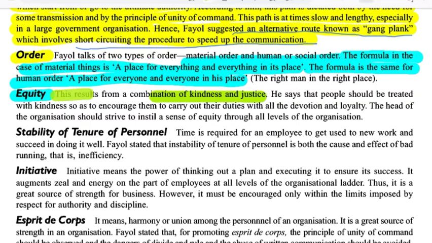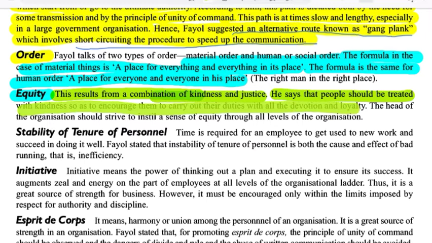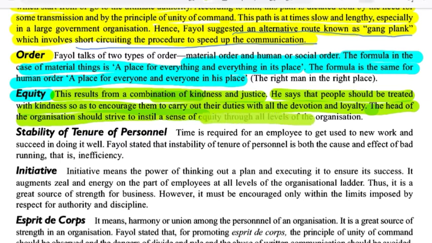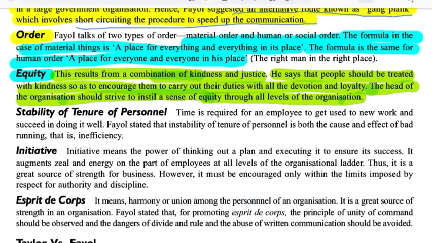Next is equity, the result from the combination of kindness and justice. He says that people should be treated with kindness so as to encourage them to carry out their duties with all devotion and loyalty. The head of the organization should instill a sense of equality through all the levels of the organization. Means people should be treated with kindness, and we need to encourage them to carry out their duties with all the devotion and loyalty.